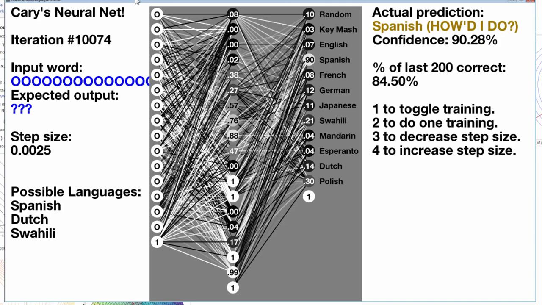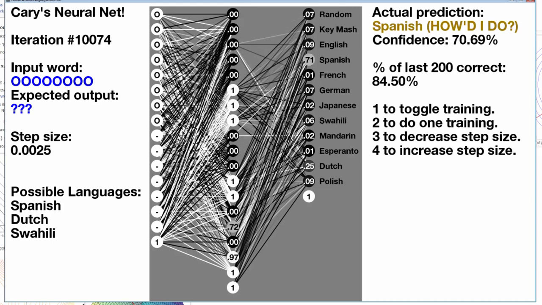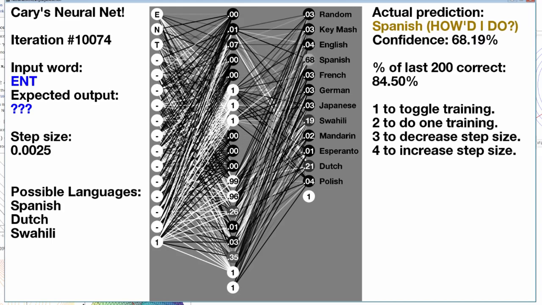So we got the Swahili people going, ah! We have the Dutch people going, ee! And the Spanish people going, ooh, that's how it works. Oh, I guess with the O's, it kind of makes sense, because if a word ends with O, there's a good chance it's Spanish. Let's try entertainment.